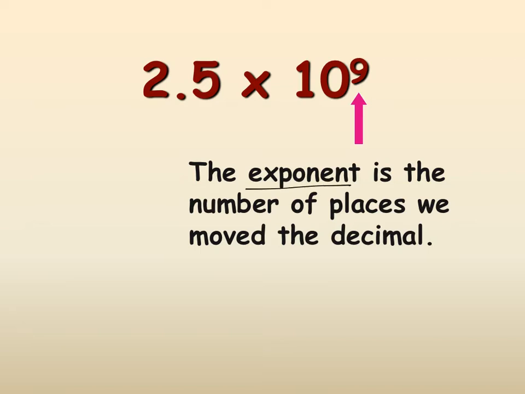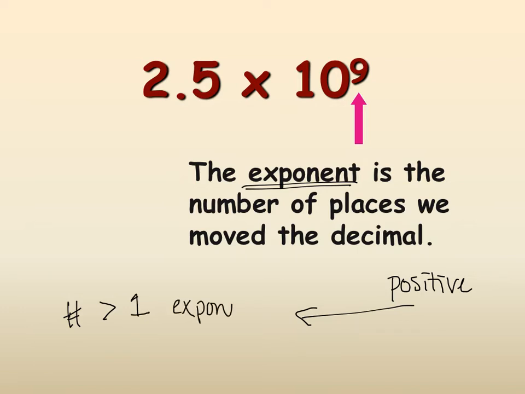The exponent is always going to be how many times we move the decimal. If we're moving the decimal left, it stays positive. Or essentially, this is probably the easier way to remember it, if the number was greater than 1, the exponent is positive.